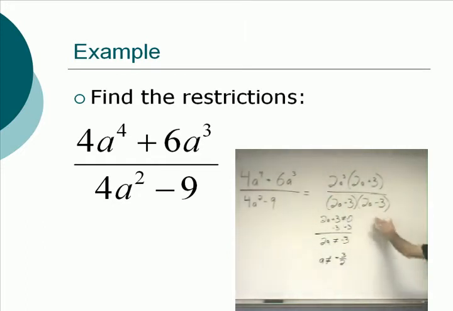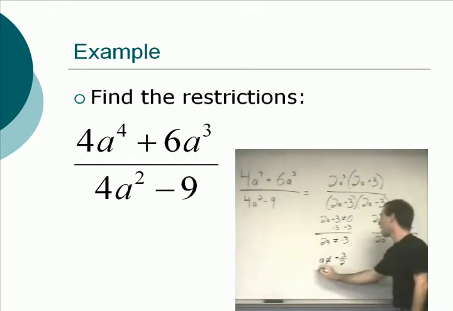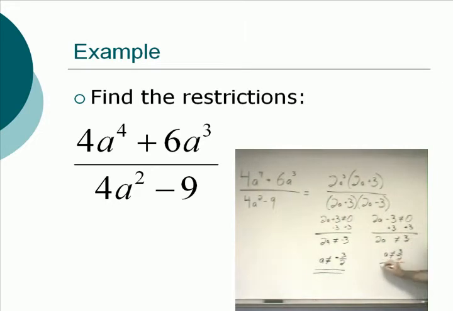But we've got another restriction right here, so we've got to solve that one. 2a minus 3 cannot be equal to 0. So if we solve this one, we see that 2a cannot be 3, which means a cannot be equal to 3 halves. So there are our two restrictions. Can't be negative 3 halves, can't be positive 3 halves. Any other number for a is fine, but it can't be either of those two.